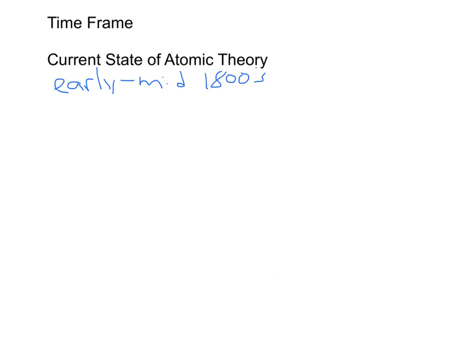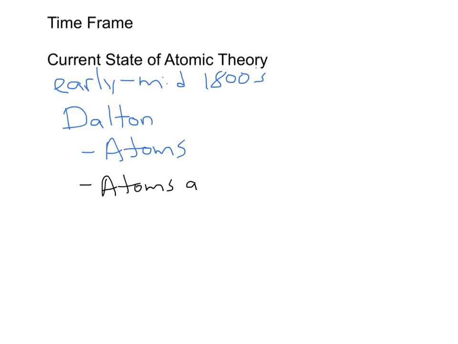To review Dalton's five points of his atomic theory: matter is made of atoms, which are tiny particles. The second one is that atoms are indivisible, which means there is nothing smaller than an atom. They can't be divided or split into anything smaller.